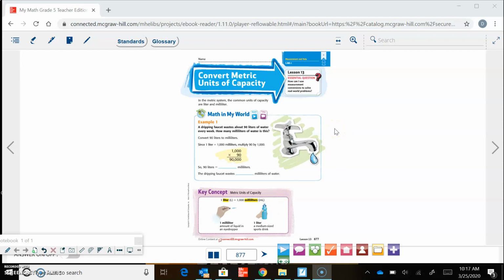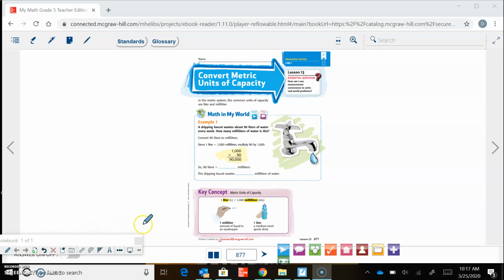So our first example is a dripping faucet wastes about 90 liters of water every week. How many milliliters of water is this? So we are going from liters to milliliters. That is horse to fly, so we're going to multiply. Now we know that 1,000 milliliters makes a liter. So all we're going to do is 1,000 times 90 equals 90,000.